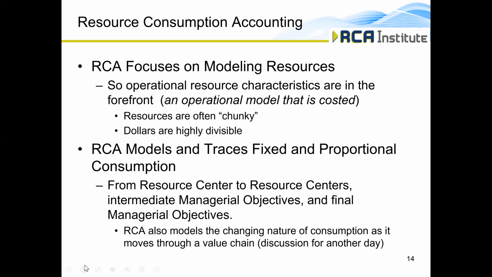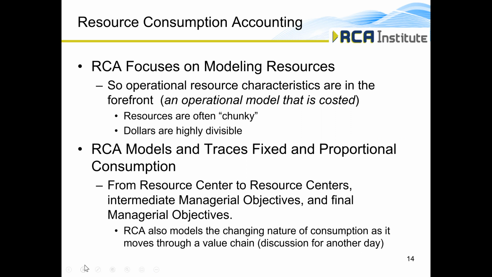Now, resource consumption accounting focuses on modeling resources. So operational characteristics are in the forefront. Remember the idea from the conceptual framework, an operational model that is costed. Resources are often chunky. You may think you're going to save some resources, but unless you save a particular amount, you really don't save or eliminate a resource. On the flip side of that, dollars are highly divisible. So there's a tendency, if you're just modeling dollars and not looking back and matching these carefully to resources, that you'll think the dollars can be avoided.